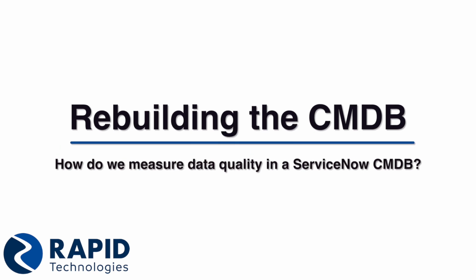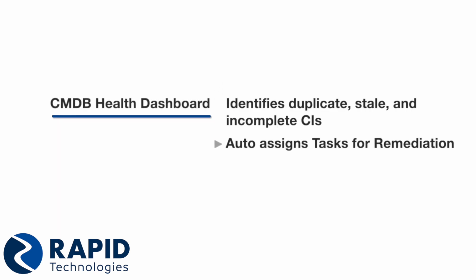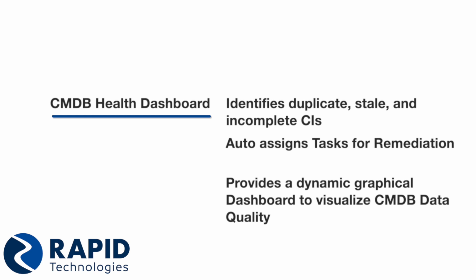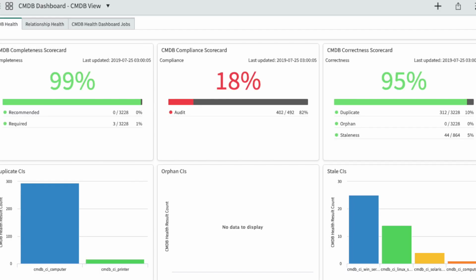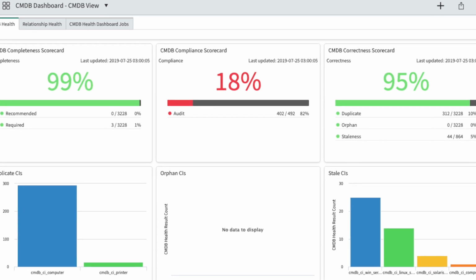ServiceNow has a great feature called CMDB Health. This can be used to automatically monitor the CMDB and identify data quality issues such as duplicate, stale, and incomplete CIs, or stale and orphaned relationships. And when those data quality issues are identified, tasks can be automatically created and assigned to appropriate staff for investigation and remediation. There is also a dashboard that displays these issues and calculates an overall CMDB health score.